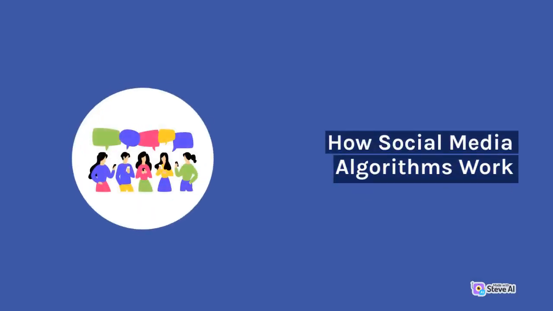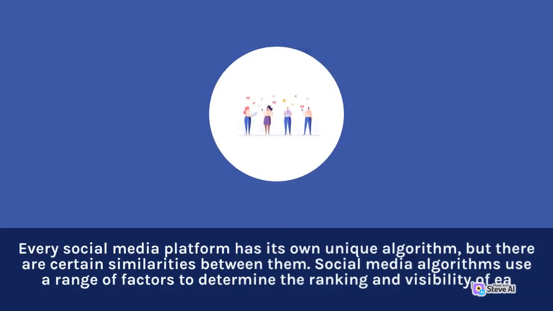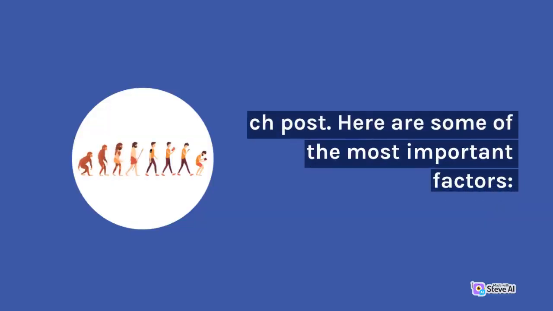How social media algorithms work. Every social media platform has its own unique algorithm, but there are certain similarities between them. Social media algorithms use a range of factors to determine the ranking and visibility of each post. Here are some of the most important factors.